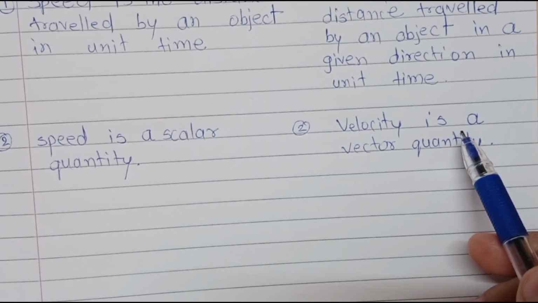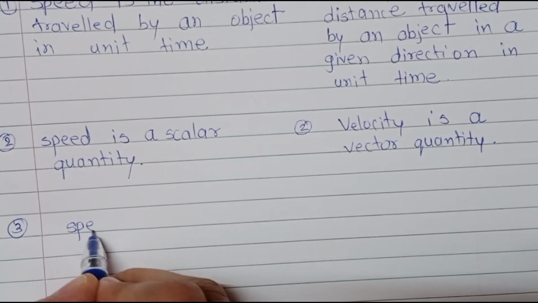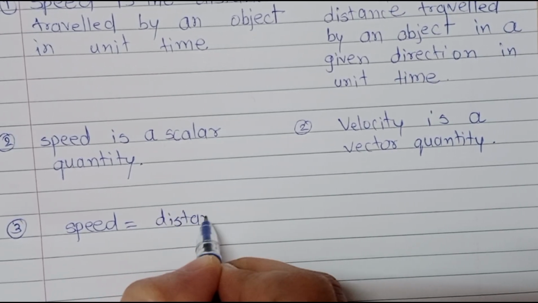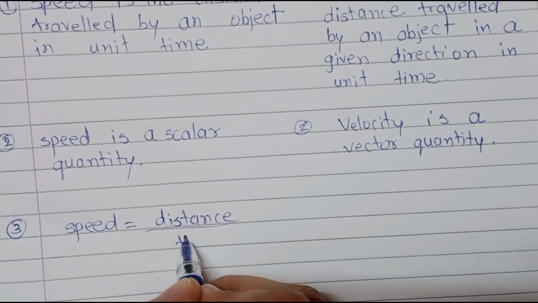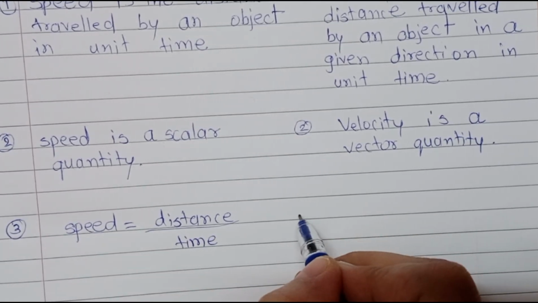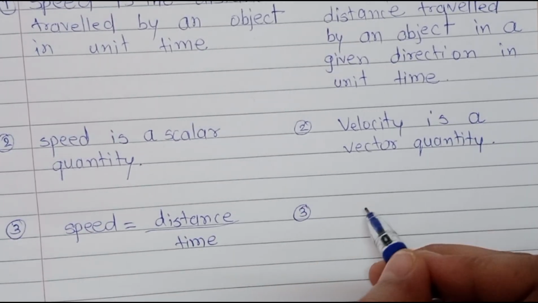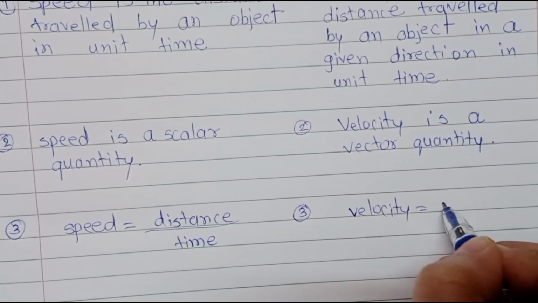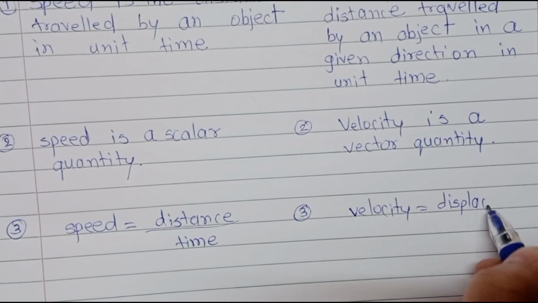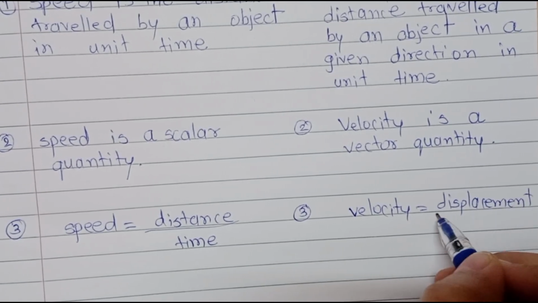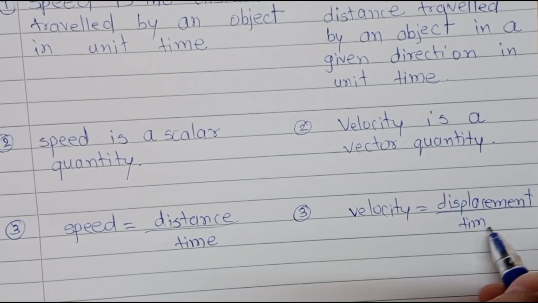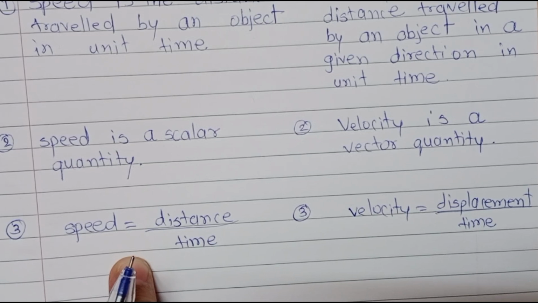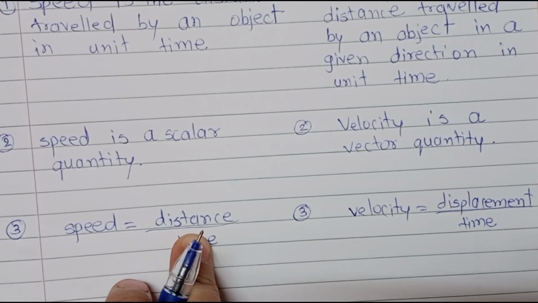Now we see the third point. Speed is equal to distance upon time. Now tell me, students, what is the formula of velocity? Velocity is equal to displacement upon time. Here displacement is most important, and in the case of speed, distance is most important.